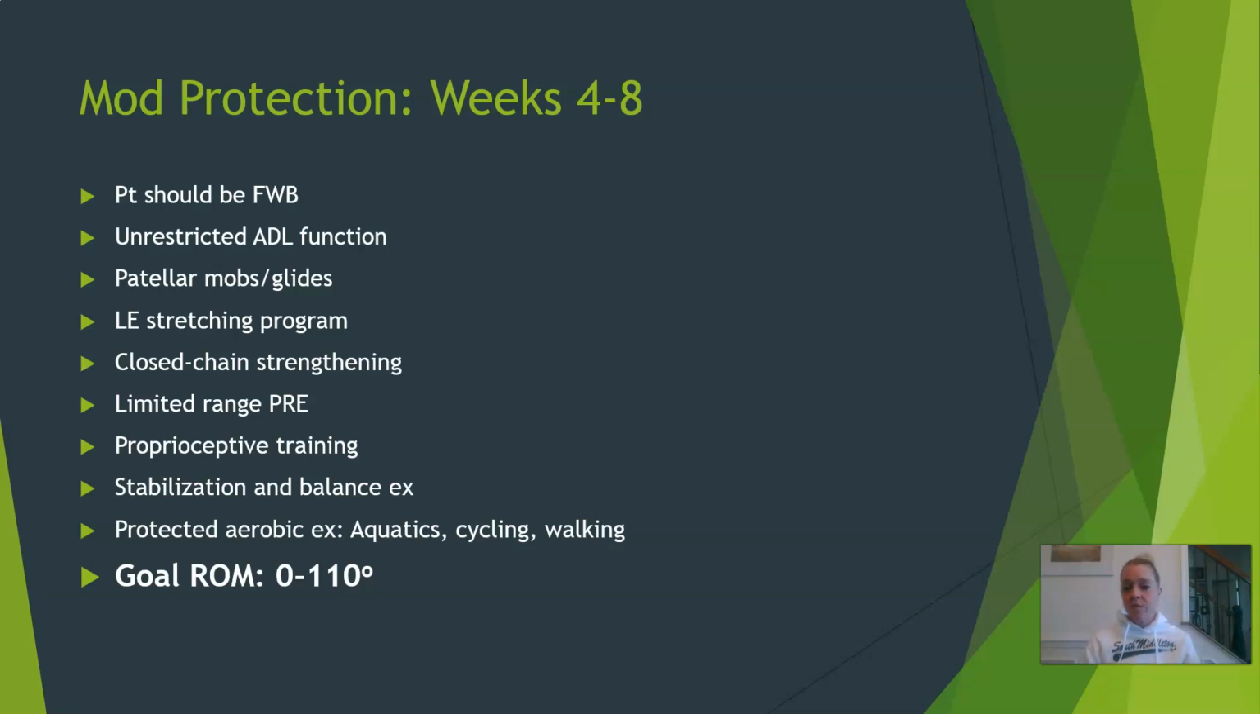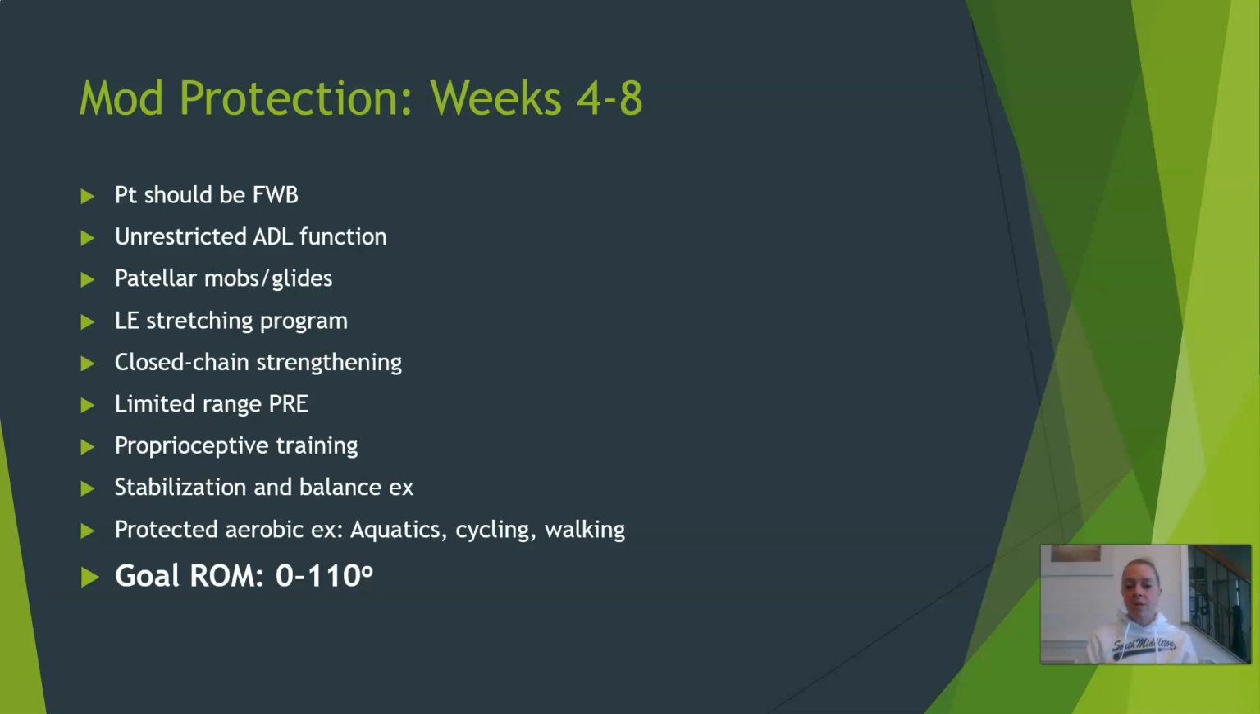So the person should be full weight bearing by this point. They should have unrestricted ADL function, so they should be getting around pretty well. We can continue to do some patellar mobs or glides if they're needed. Hopefully it's moving pretty well by this point. Continue with lower extremity stretches to make sure we're maintaining that mobility, not letting the knee flexion contracture start to develop. We'll begin some closed chain strengthening or progress it a little bit more at this point.